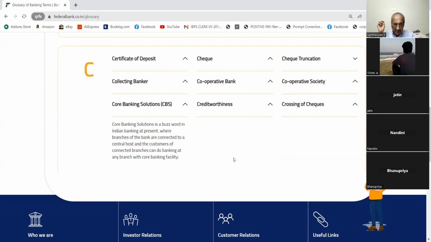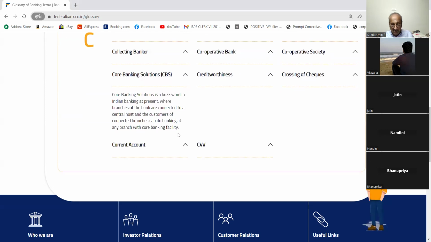Core banking solution is a buzzword in the Indian banking at present, where branches of a bank are connected to a central host and the customers of connected branches can do banking at any branch with core banking facility. Good. In fact, this covers one more point also, more than what I said. I only said it is connecting all the branches of the bank, but here they have brought out another customer use also, that it helps the people to operate in another branch of the bank also.